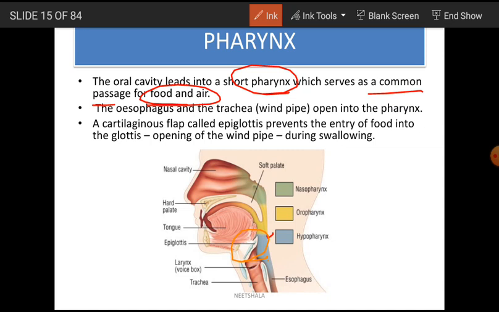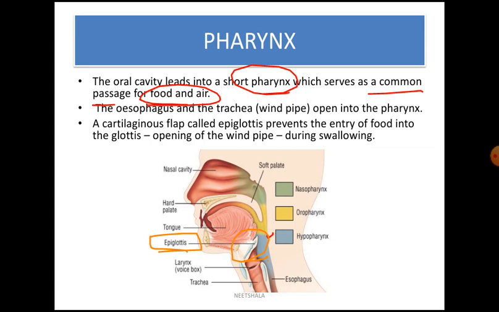So this cartilaginous flap-like structure, which prevents the entry of food into the glottis, that is into the respiratory tract, is known as the epiglottis. So epiglottis plays a very crucial role. What is the crucial role? The crucial role is that it does not permit the entry of food into the respiratory tract. It will close during swallowing, as a result of which the food does not enter the respiratory tract. When we are talking, the epiglottis is open, but when we are chewing the food, the epiglottis is closed. The closing and opening of the epiglottis is under neural control.